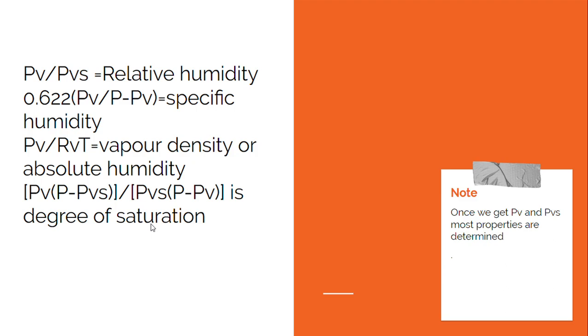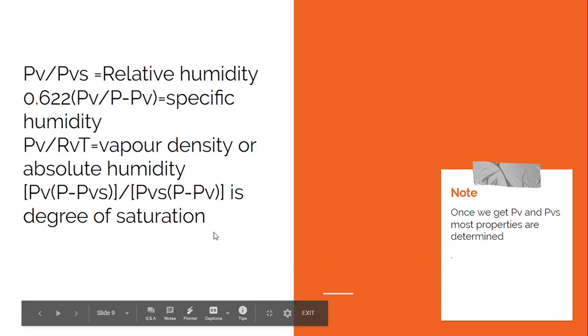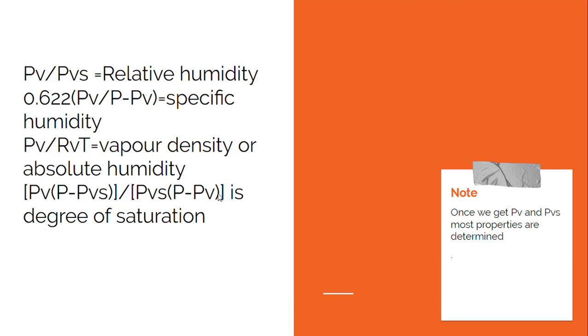So you see, what was the central point? You have to determine the partial pressure of water vapor. Once you get PV and PVS, you can find these four other properties directly. So as I said, please note that the problems of psychrometry generally, using the steam tables, are reduced to determination of PV and PVS. If you are able to determine PV and PVS, then you can get most of the properties directly by using these relations. How to find the enthalpy, that we'll see later.